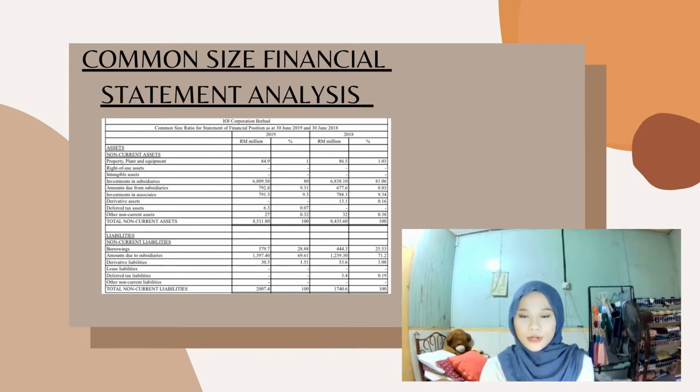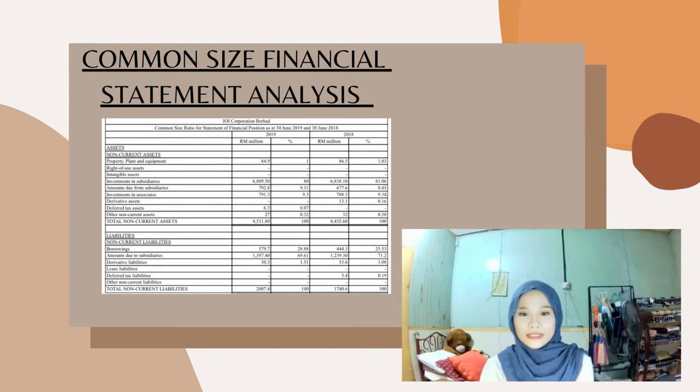Since IOI Corporation Berhad is a plantation and resource-based manufacturing business, the investments in its subsidiaries constitute a major part of the total non-current assets. It shows that the figure has decreased from 81.06% to 80% due to the impairment losses recorded in 2019, while the amounts due from subsidiaries has increased by 1.28% because there is an increment in the outstanding amount paid on behalf of the shareholders.